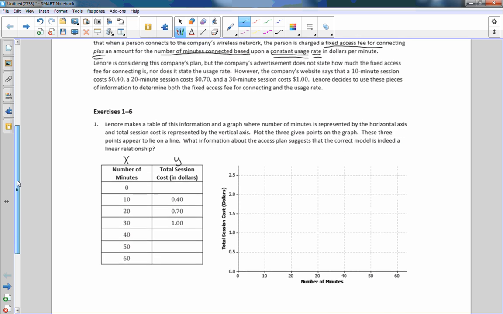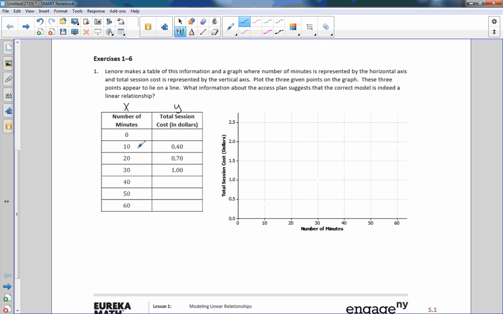Okay, so it says to plot these points. So I'm going to plot the point 10, 0.40. So 10 is here, 0.4 is probably right about here. Okay. Point 2 is 0.7, 0.7 is probably right around here, 0.5 would be here, 0.6, 0.7, 0.8, 0.9, okay, and so forth. Actually, 0.7 might be a little bit lower, so 0.75 would be halfway, so 0.7 would probably be more like there. Okay, and then 30 is exactly 1, so that's right there. So that does appear to be linear.